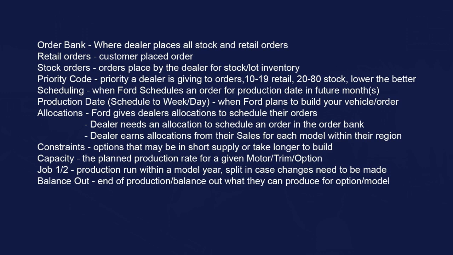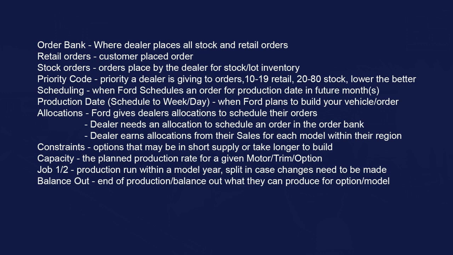Allocations is what is needed. So basically a dealer needs a set of allocations to be able to schedule an order in the order bank, and a dealer earns allocations based on their sales volume in each of the different models, or a market basket mix, depending on the model. If it's a new model like Bronco that's new, as well as Maverick that's new, those can be done a little differently.